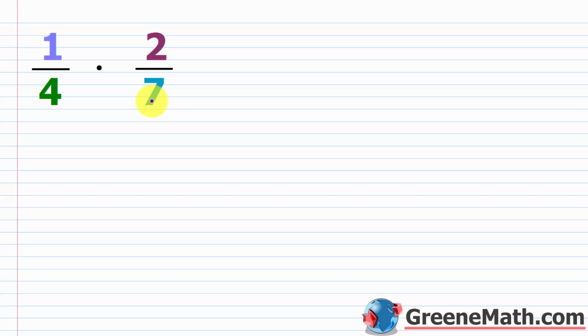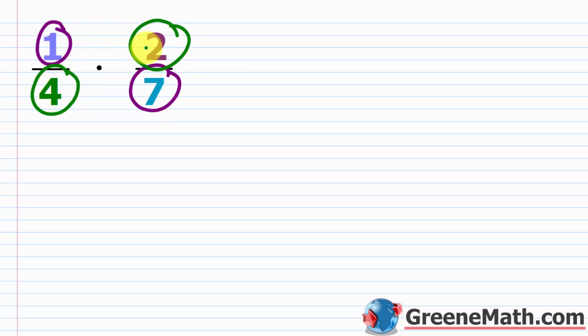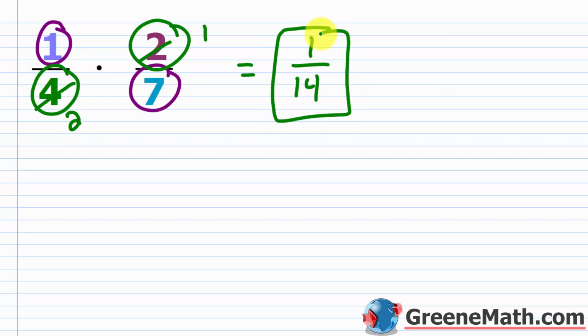Then I want to look to cross cancel. So I want to look here and here. Anything I can cancel? No. Then I want to look here and here. Anything I can cancel? Yes. 2 and 4 are both divisible by 2. If I divide 2 by 2, I get 1. If I divide 4 by 2, I get 2. Once you've canceled everything, you can go through and multiply, and you're going to get a simplified result. So 1 times 1 gives me 1, and 2 times 7 gives me 14. So now I have 1/14, and it's already simplified.